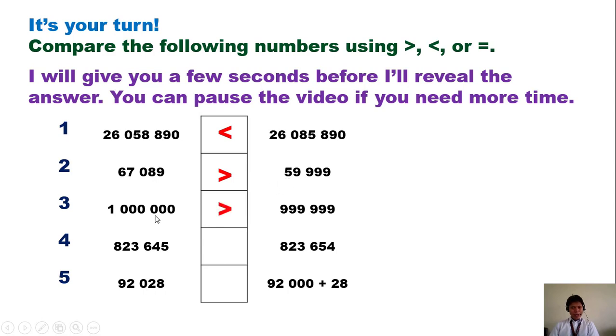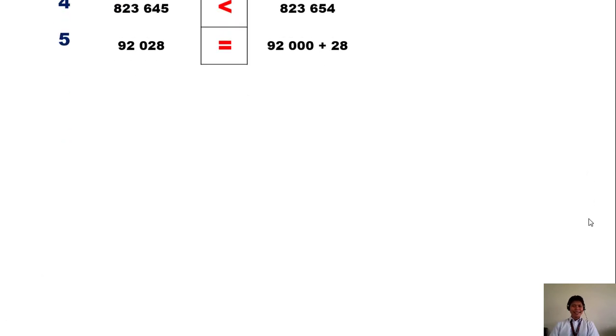Okay. Next, there are 6 digits only, and we have 7 digits, so this is greater. And we have less than because 8, 2, 3 are the same, and 6, 4, 5, this is 654. So the value of 4 is 40, while 5 is 50. This is obviously greater. And the last one is equal because if you express this in standard form, it is 92,028. Okay?